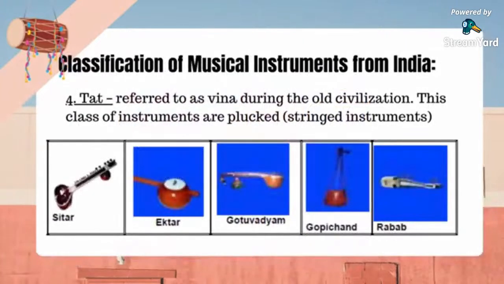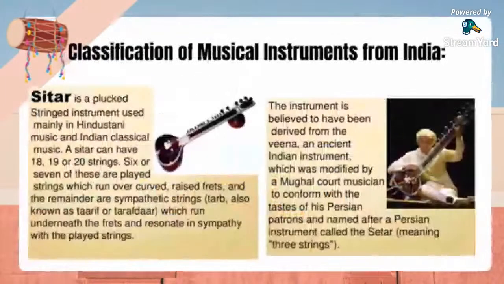4. Tat, referred to as veena during the old civilization. Instruments in this class are plucked, stringed instruments. Sitar is a plucked stringed instrument used mainly in Hindustani music and Indian classical music. A sitar can have 18, 19, or 20 strings.